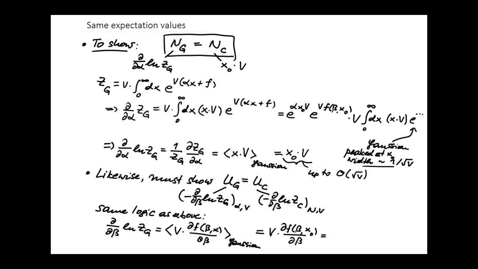But then you remember that the function little f is nothing but 1 over the volume times the log of the canonical partition function. So this is nothing but the partial with respect to beta of the log of the canonical partition function, again up to corrections that scale only as the square root of the size of the system. So you find with the same logic that the log of the grand canonical and the log of the canonical partition function have the same partial derivative with respect to beta, up to corrections that become negligible in the large size limit. And this is exactly what you needed in order to show that they give the same values for the internal energy.